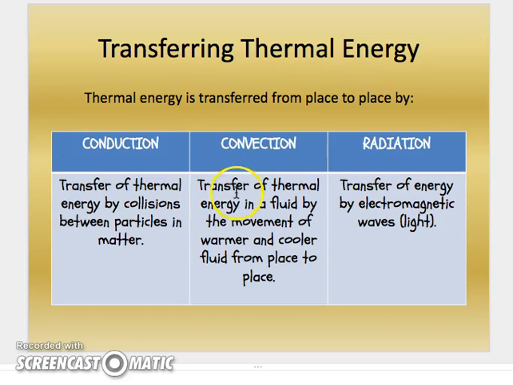All right, our next form of heat transfer is convection. Convection works as a transfer of thermal energy in a fluid, which could be liquid or gas, by the movement of warmer and cooler fluid from place to place. If you've ever tried to warm your hands over a fire, it's because there's a convection current that is moving the air from warmer to cooler. And that air is moving up and circling around. That's how convection works.